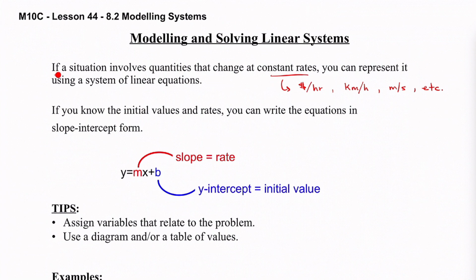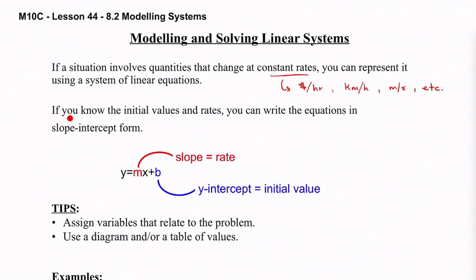It says, if a situation involves quantities that change at constant rates, and anything that changes at a constant rate, like if you got paid so many dollars per hour, that's a constant rate. If you were going so many kilometers per hour, or walking so many meters per second, those are all constant rates. So you can represent it using a system of linear equations. Basically you can make some equations, you might need more than one, that's why we have a system, that just means more than one linear equation.